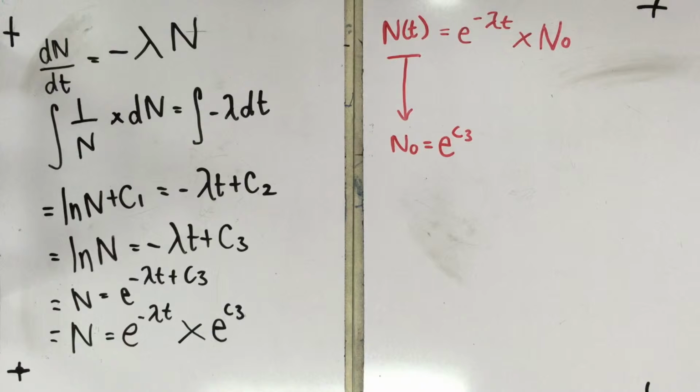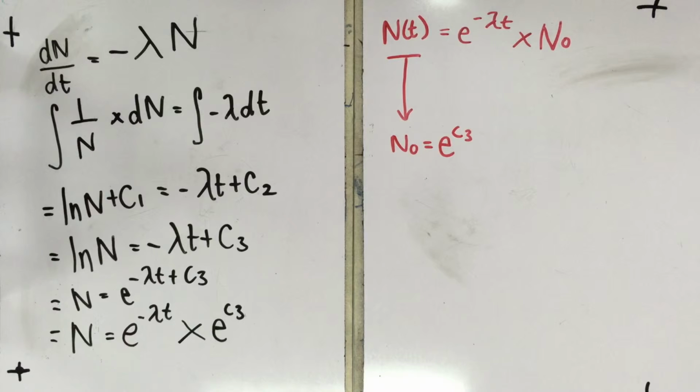Now, of course, to get N naught into your equation, all you have to do is substitute t equals 0 into your existing equation. Because when no time has passed, you're going to have your maximum amount of your radioactive sample, which is N naught. So, by substituting t equals 0, you get N equals e to the negative lambda times 0, so that's 1, times e to the C3. So basically you just get N equals e to the C3.